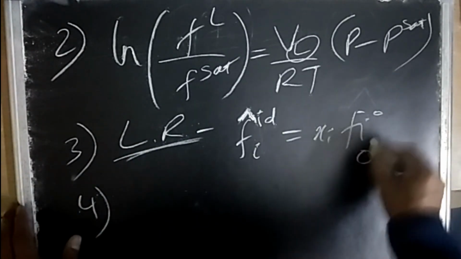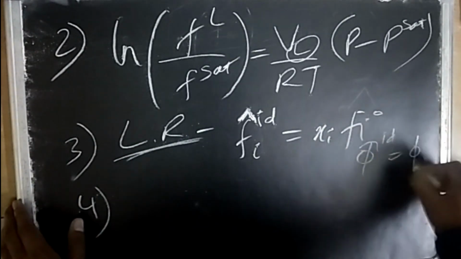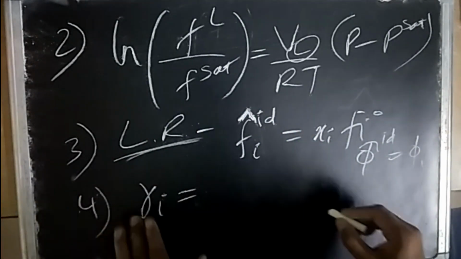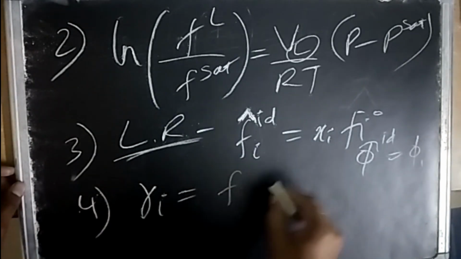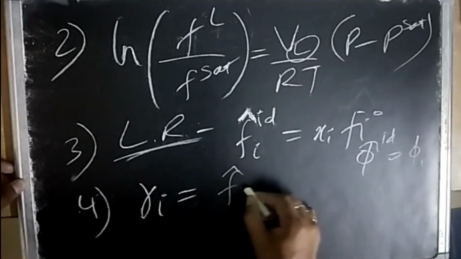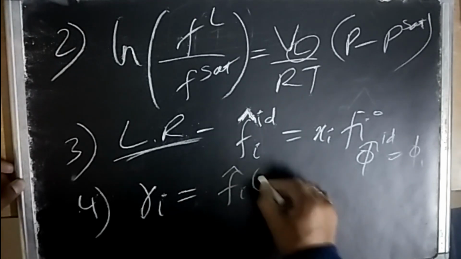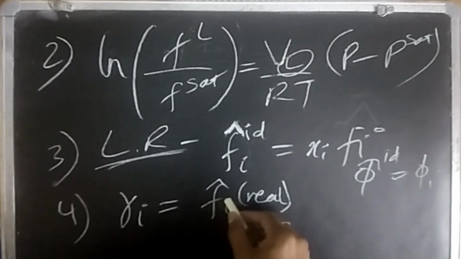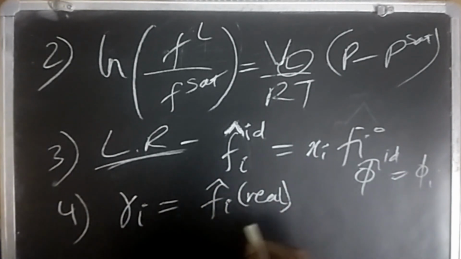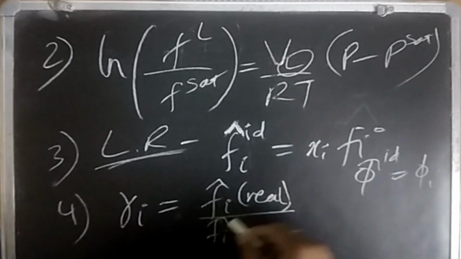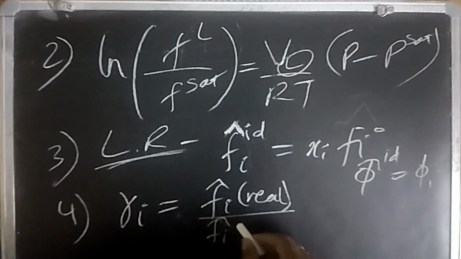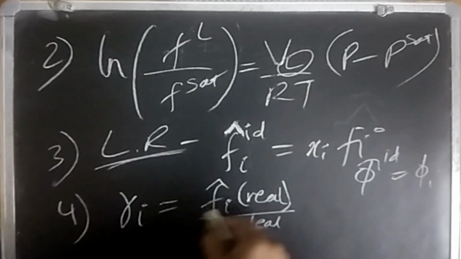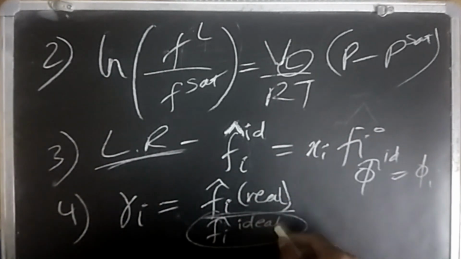Also phi ideal is phi_i only. Gamma_i, very important. The activity coefficient is f_i of real. This is real. So this is f_i real, the fugacity of a real mixture, divided by f_i cap. Okay, cap means that in the solution of ideal. Real upon ideal.